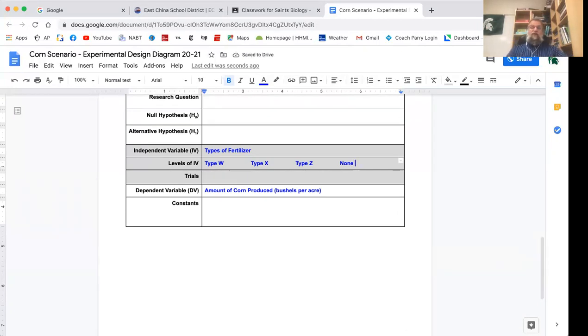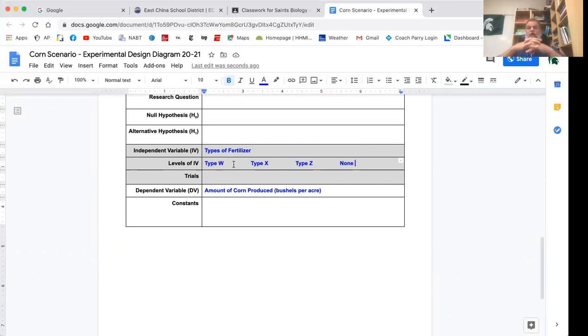If there is a control group in any of these 4 groups, I want to identify it now. So what would be the control group in this experiment? Now remember, a control group is a group that has not been modified or changed, and it's used for comparison purposes.